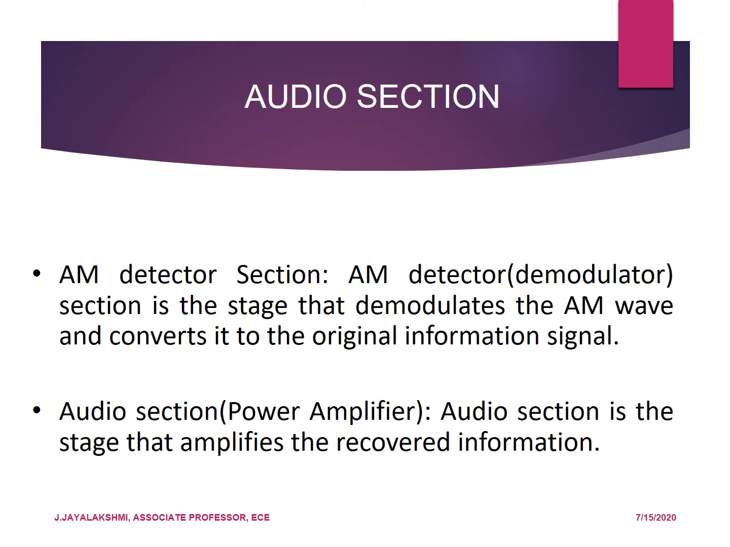The next stage after your IF amplifier is going to be the audio section, where the audio section has two parts in it. Mainly it is going to have your demodulator followed by the audio amplifier and the power amplifier. So first is going to be an AM detector or AM demodulator stage. It demodulates the AM wave and converts that to the original information signal. And this original information signal is of course not of sufficient amplitude, so you have to amplify it.